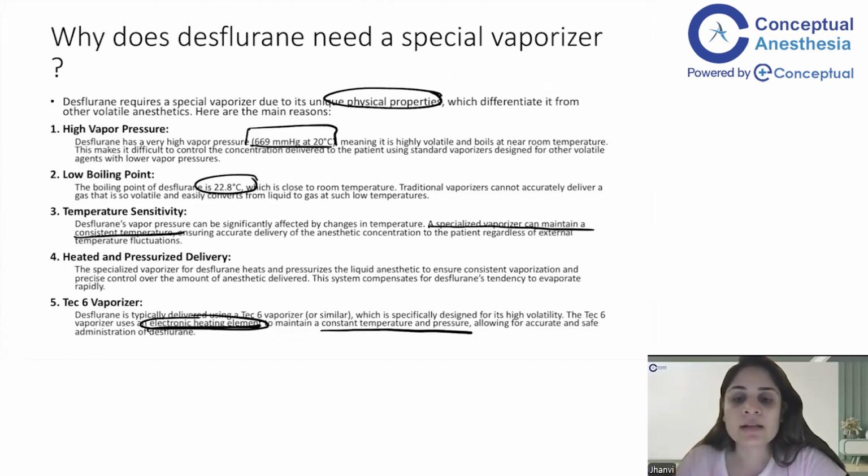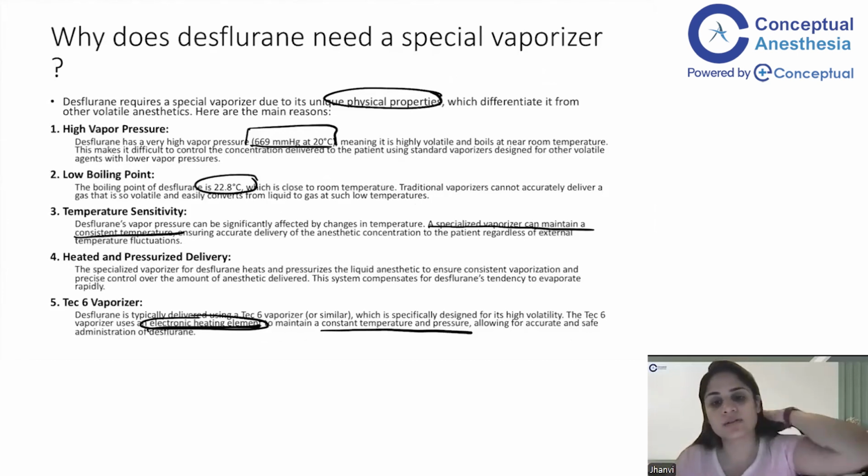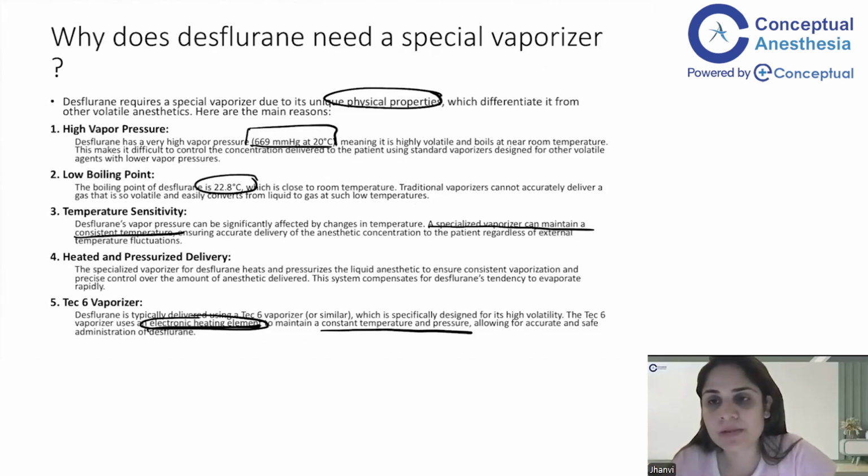Okay. Then you also have to make sure that the desflurane vaporizer does these two important things. One is it heats the gas and heats the liquid, and second is it pressurizes the liquid anesthetic and maintains a precise control over the concentration of desflurane. Okay. So point number 4 and point number 5 are almost redundant. We are mentioning the same thing over and over again.